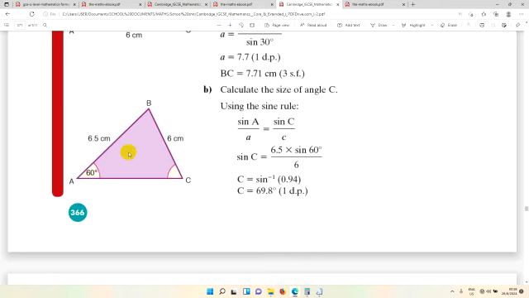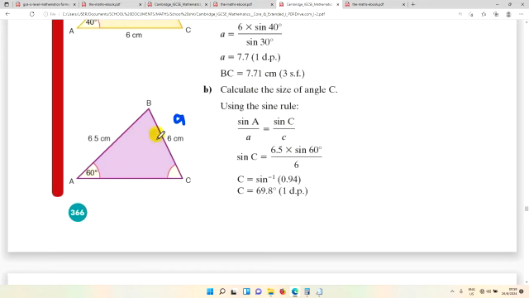Right. So in this case, our A is here, and this one will be our small a. This is our B, and this one is going to be our small b. This is our C, and this one is going to be our small c. Right. Here, sine A over A is equal to sine B over B, which is equal to sine C over C.